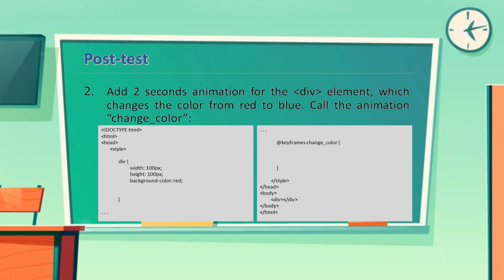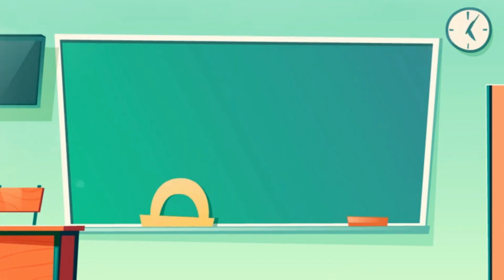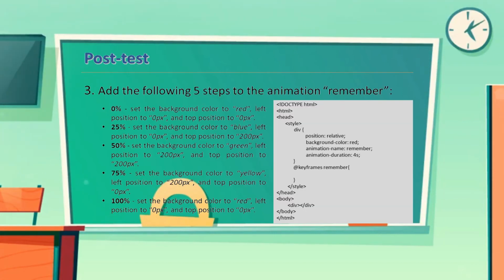And the correct answer is last item, item number 3. Add the following 5 steps to the animation. Remember. First, in 0%, set the background color to color red, left position to 0 pixel, and top position to 0 pixel.